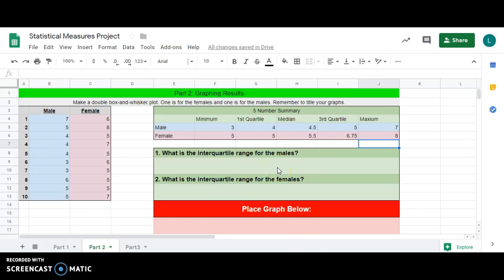All right, so now that I have my 5-number summary, I can answer my 2 questions. So in interquartile range, I take my 3rd quartile. So remember it's Q3 minus Q1. And so I'm going to take my Q3, which is 5, and subtract 4 from it, which gives me 1 for my interquartile range.